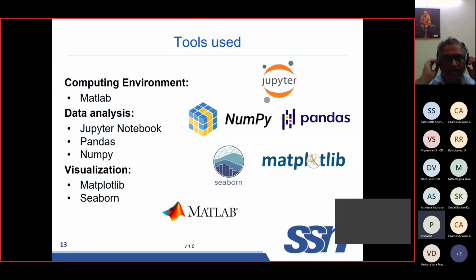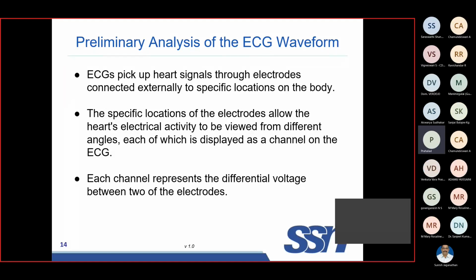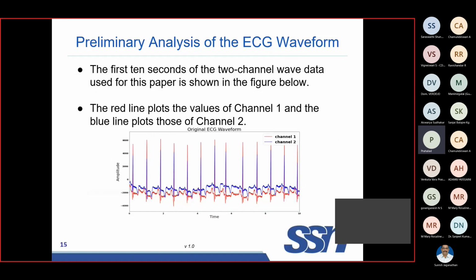The preliminary analysis of the ECG waveform is as follows. The different signals are captured from different portions of the chest, and ours is a two-channel ECG waveform, and each channel represents a differential voltage between two electrodes. When we first read the ECG data, it looks like this. These are the first 10 seconds. Here, the red line represents channel 1 and the blue line represents channel 2.